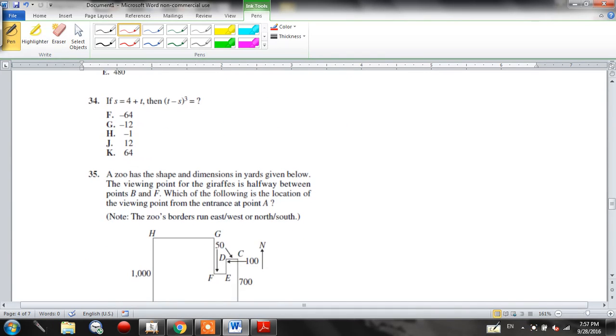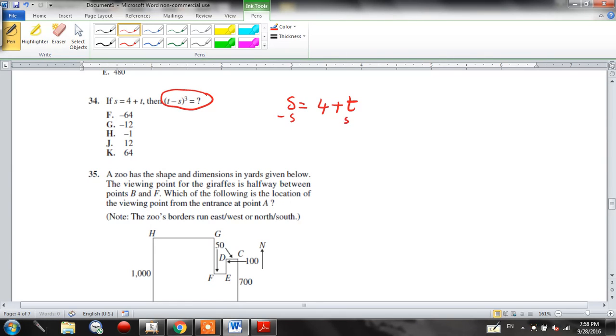34. This is a nice question. s equals 4 plus t, then t minus s cubed is what? You can't solve for s and t over here, right? But we're asked for t minus s. I don't know what t minus s is, but I can solve this for t minus s.